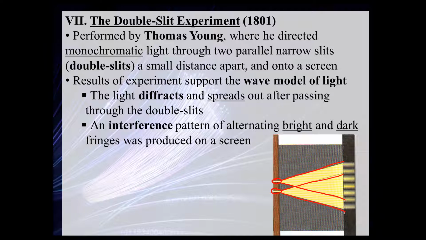it's enough to support the wave model of light, because the only possible way you can get that interference pattern is if the light diffracts. If the light diffracts, then it can overlap. And then if the light overlaps, you can get constructive and destructive interference that result in this alternating pattern of nodes and antinodes.